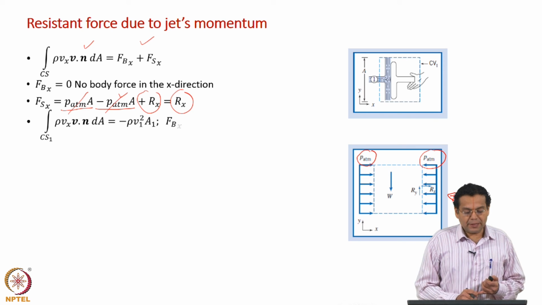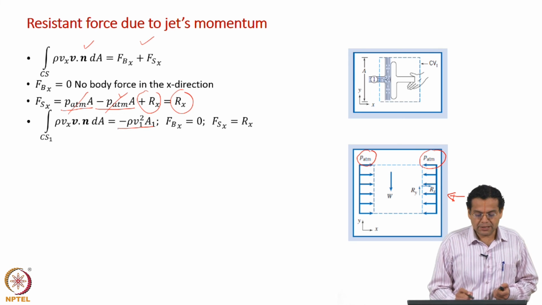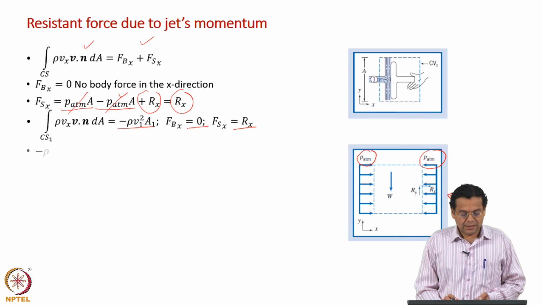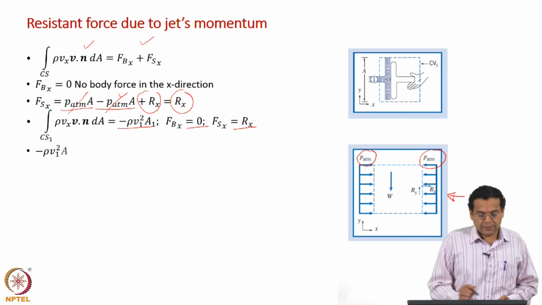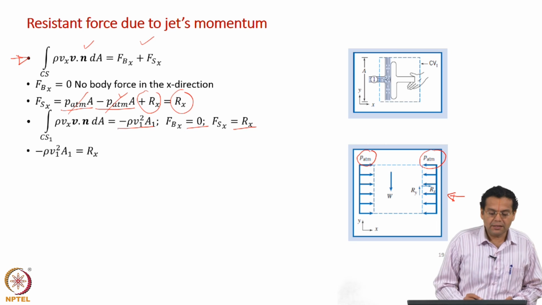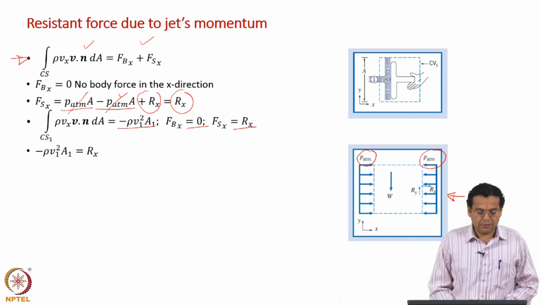Okay, now let us substitute all the terms in the integral balance equation. The rate of momentum term we found out to be minus rho V 1 squared A 1, body force 0, surface force R x. So, let us substitute. It becomes very simple now, minus rho V 1 squared A 1 is equal to R x.